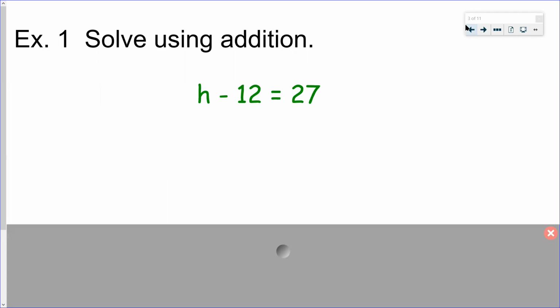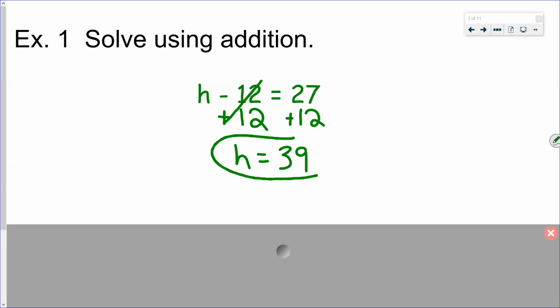So let's look at some examples. Example 1, let's solve using addition. If we have the equation h minus 12 equals 27, our goal is to get h all by itself, because we want to figure out what value we can plug into h to make this statement true. We see subtraction, so we're going to use addition. That's why we're going to solve using addition. So we're going to add 12. If we add 12 to the left side, we have to add 12 to the right side. Negative 12 plus 12 turns into 0, leaving us with h equals 27 plus 12, which is 39. And then we circle our answer.